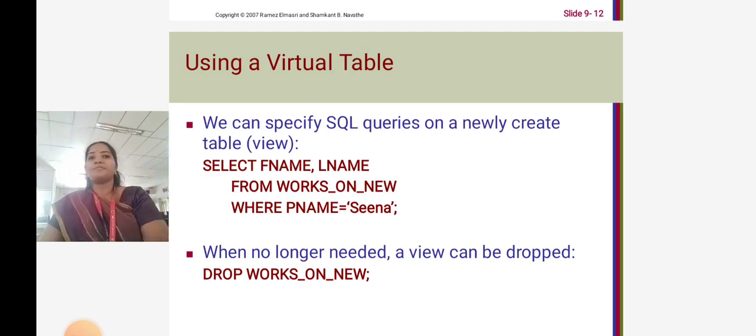We can specify SQL queries on a newly created table, that is a view. SELECT Fname, Lname FROM WORKS_ON_NEW WHERE Pname = 'Sina'. It only selects the rows that contain a Pname value of Sina. No other data will be shared or manipulated here. When no longer needed, a view can be dropped: DROP WORKS_ON_NEW. Everything we have manipulated, added or updated, the last view will be deleted.